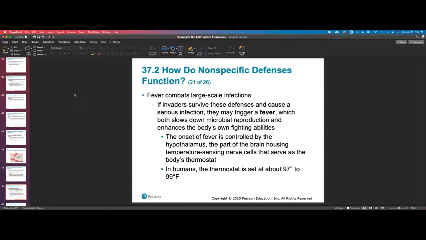A fever, again, that's non-specific. A fever isn't trying to kill one specific kind of microbe. It's trying to slow down the growth of all microbes that could possibly be in there. And so in order to have a fever, your body's normal temperature, its normal set point needs to be raised. So your normal body temperature is between 97 to 99 degrees Fahrenheit.